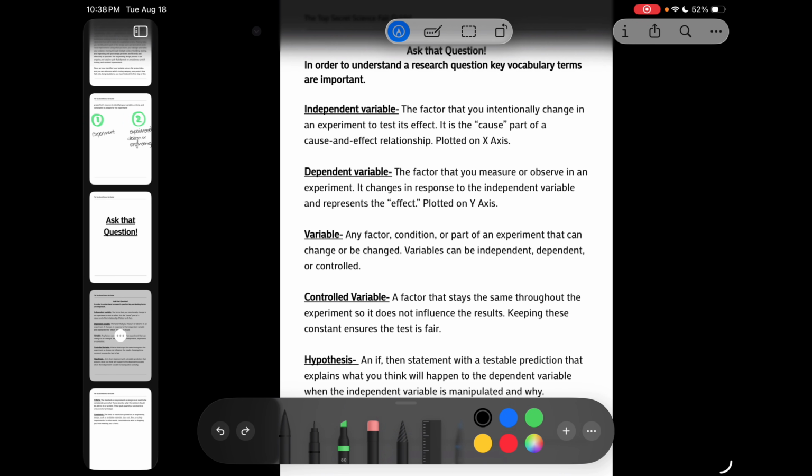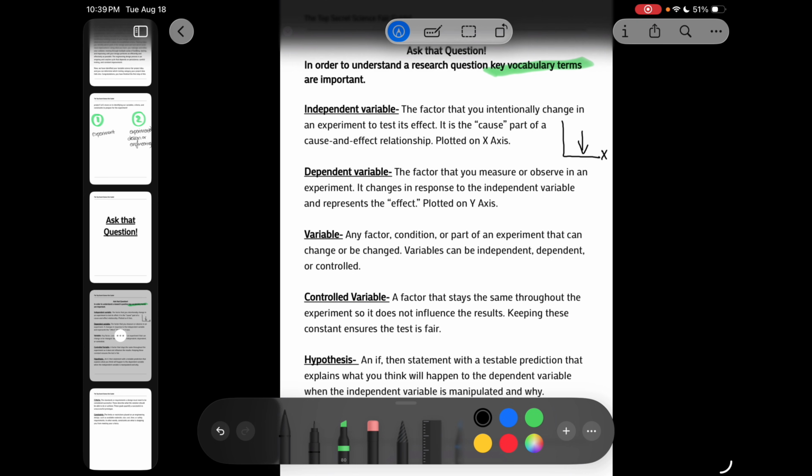So today what we're going to go over, like I said, is some key vocabulary terms. The independent variable is the factor that you intentionally change in an experiment to test its effect. It's the cause part of a cause and effect relationship, and on a graph, the independent variable is plotted on the x-axis. So if you've taken a math class before and you've seen a graph, the x-axis is this axis right here. This is the x. And that's where your independent variable goes.